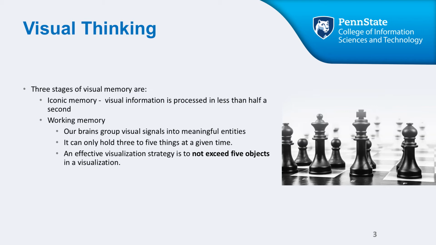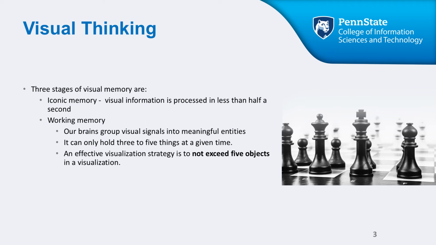Iconic memory is the first stop where our visual information is processed. The encounter is very brief, and it usually lasts less than half a second. Since our brain is using this iconic memory to decide on whether the visual stimulus is worthy of our attention, it is important for us to make our visualization as noteworthy as possible in the context of iconic memory.